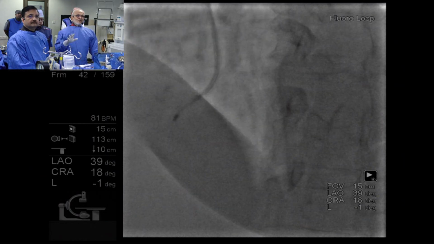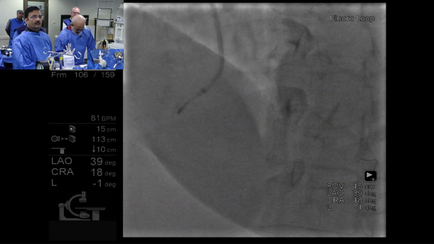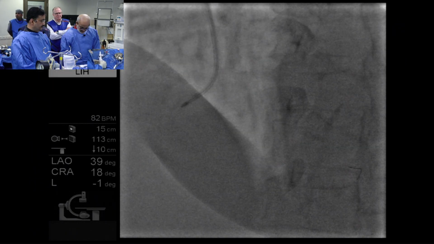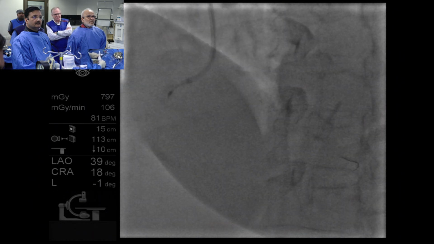To start with, the patient has a blood pressure in the 180s, so I am not trying to reduce it anymore. We'll wait. Patient is stable. ECG is also stable.